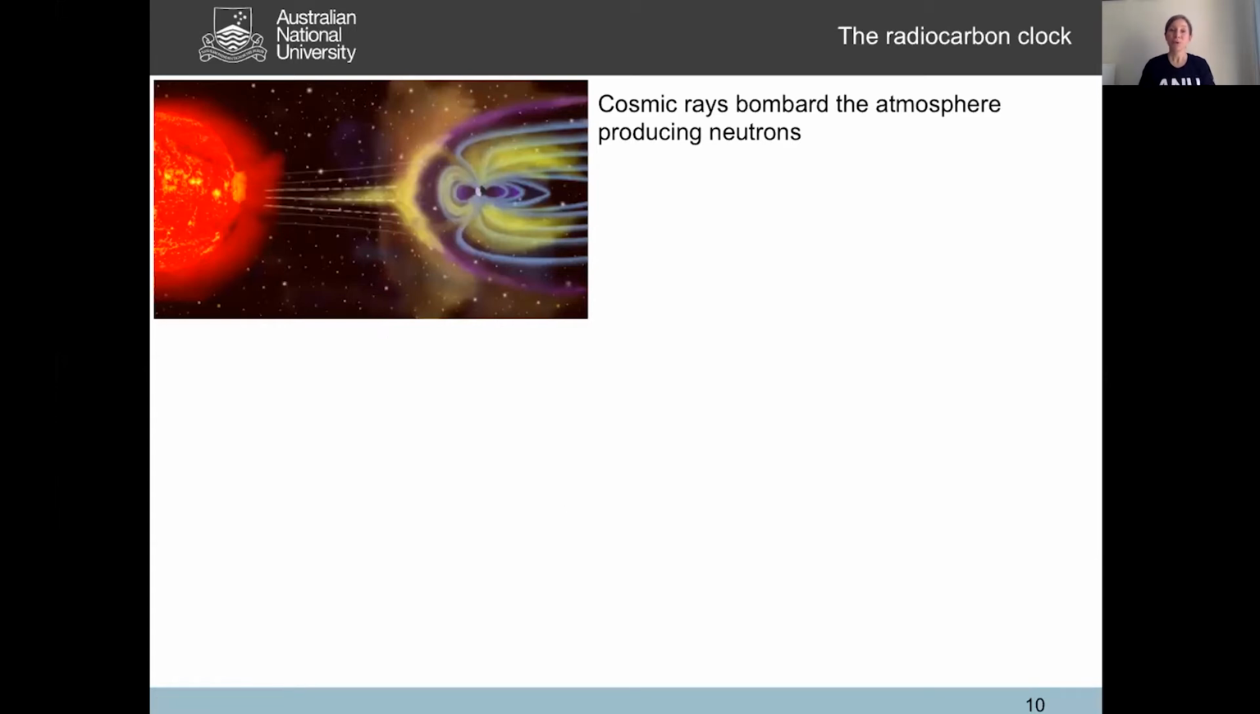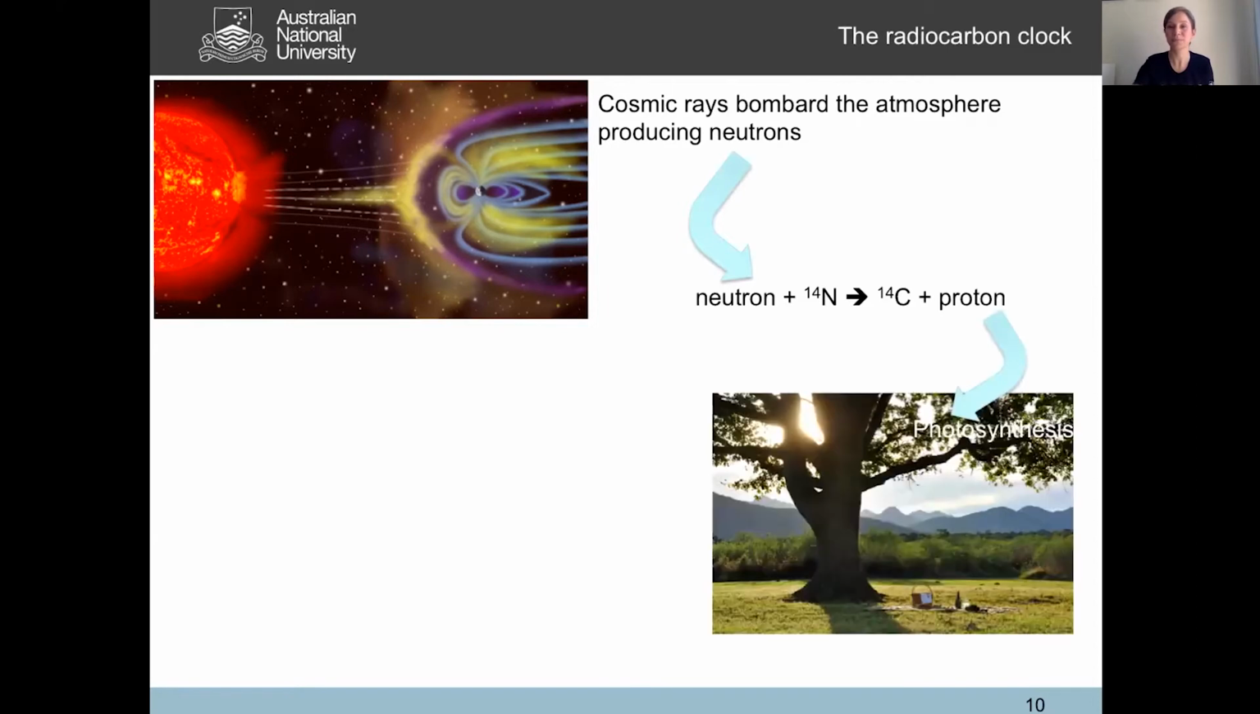Right, so most carbon-14 is produced naturally in the upper atmosphere. Stuart's going to talk about a slightly different way of producing carbon-14, but generally in the past, most of the carbon-14 has been produced in the upper atmosphere, where cosmic rays interact with the upper atmosphere and produce neutrons. And those neutrons will react with nitrogen-14, to produce carbon-14 and a proton.